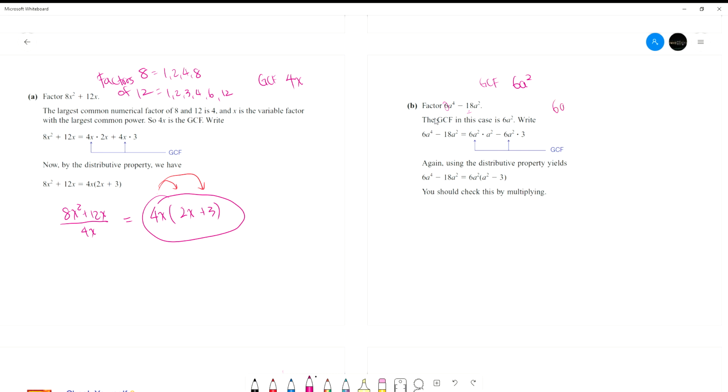So what I'll do is write 6a squared here and then divide it out from both terms. You don't need to write this step, but if you want to write it, you can. So this is what we're doing, and whatever we get here is our other factor. 6a to the fourth over 6a squared gives us just a squared, right? And this is a squared minus 3. So a squared minus 3 is what we put there, and this is our final answer. Does that make sense?